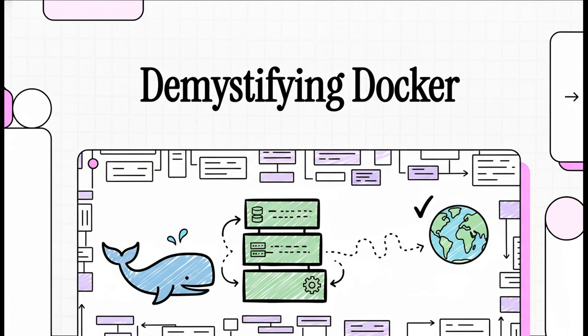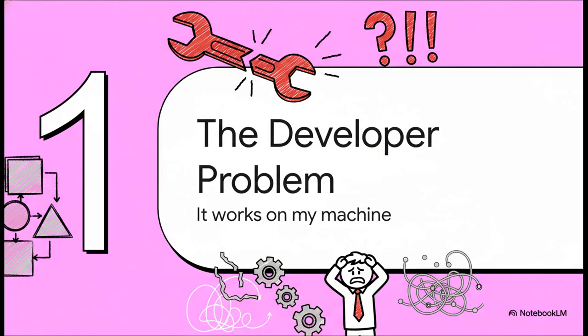Hey everyone, and welcome. Today, we're going to pull back the curtain on Docker. It's that incredible tool that finally solves one of the oldest, most annoying problems in the tech world. That classic excuse, well, it works on my machine. We're going to see how it makes sure your code runs exactly the same every single time, no matter where it is. So let's start right there with that universal problem.